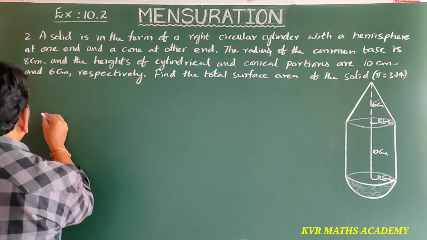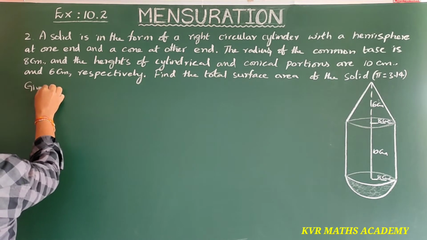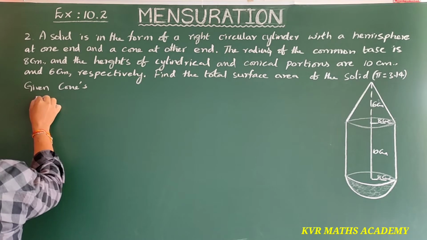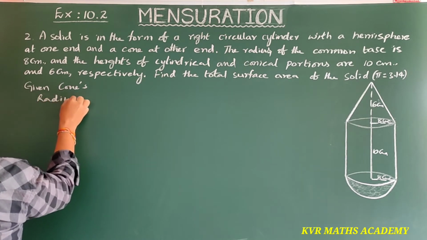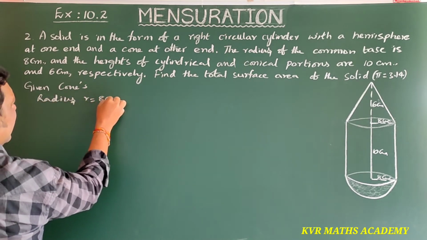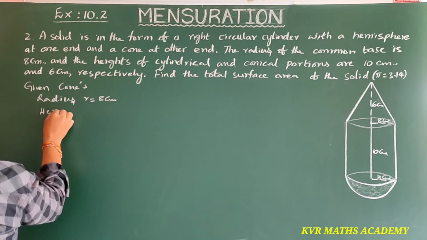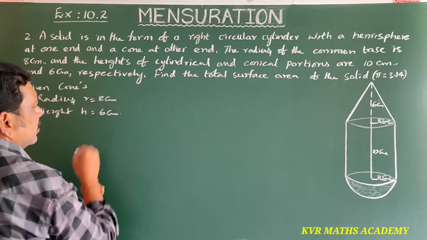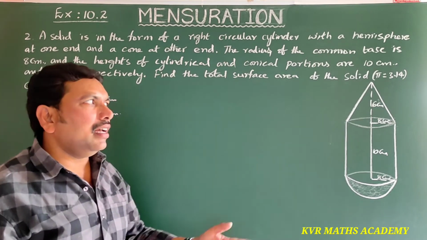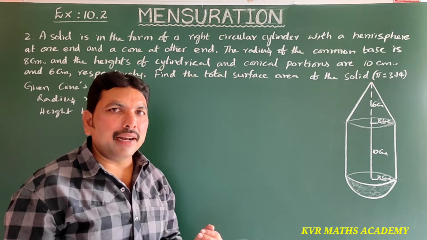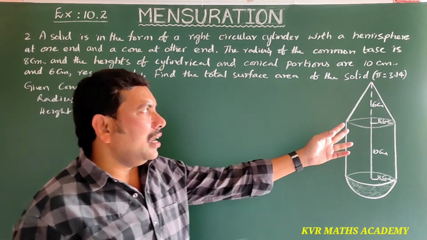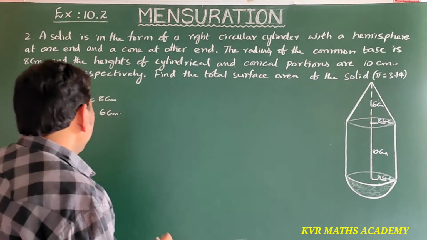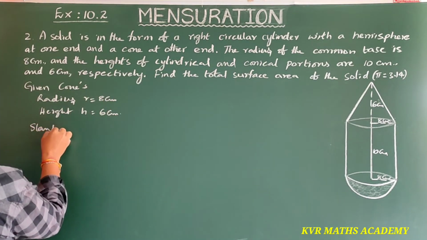See, first, the given cone. Radius r is equal to how much? 8 centimeters. Next, height h is equal to how much? Yes, 6 centimeters. What is the CSA of the cone? Pi r L, right? But L is not given. So first we have to find L, the slant height, right?